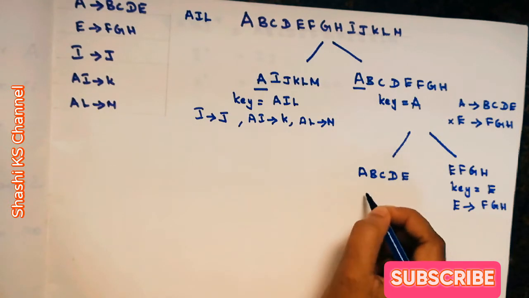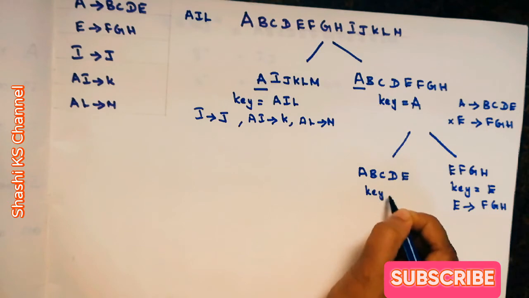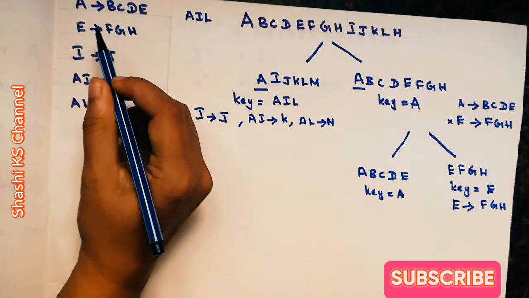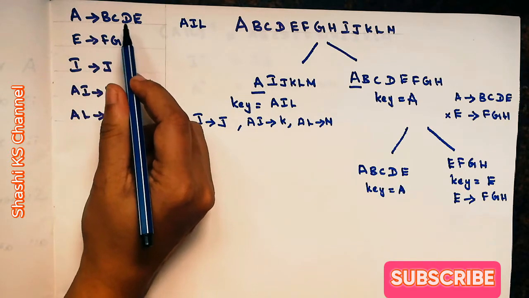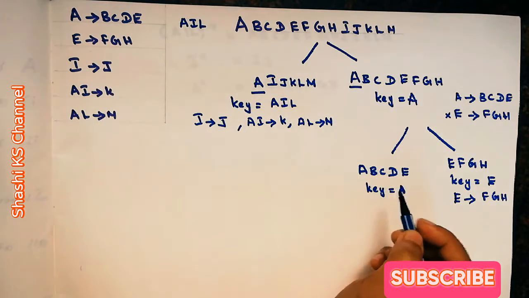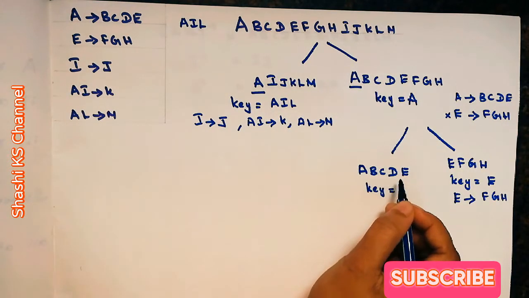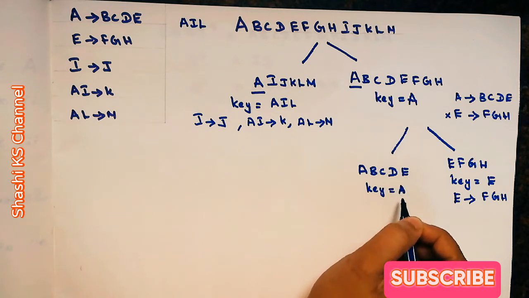Now the key here is A, right? Because with A, I can find out all other attributes in my relation. With A, I can determine B, C, D, E. So that attribute which is able to identify all other attributes in the relation will be the super key.